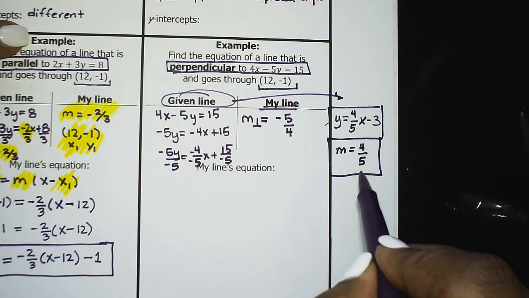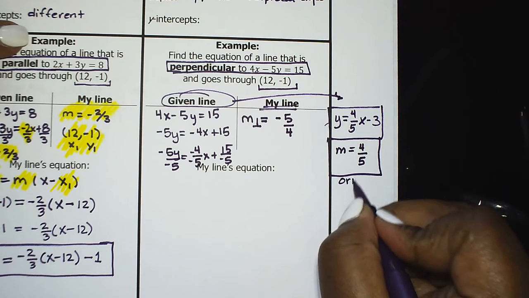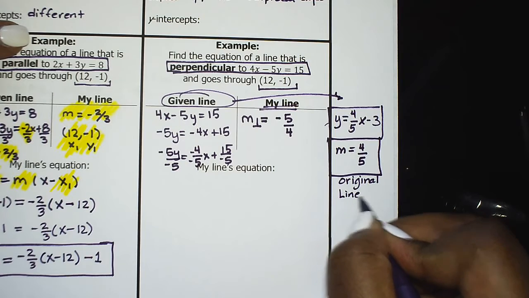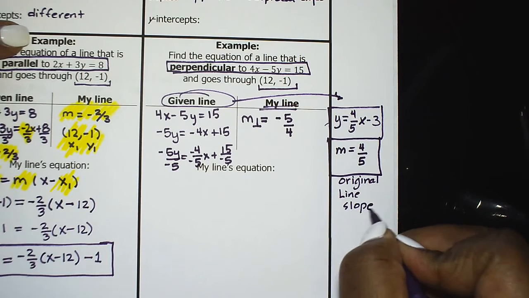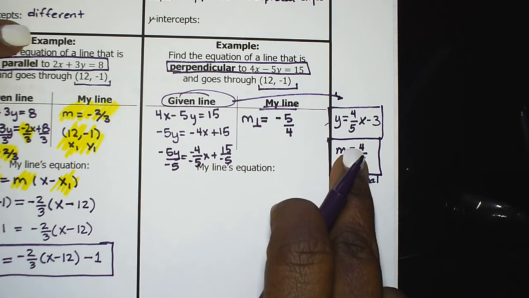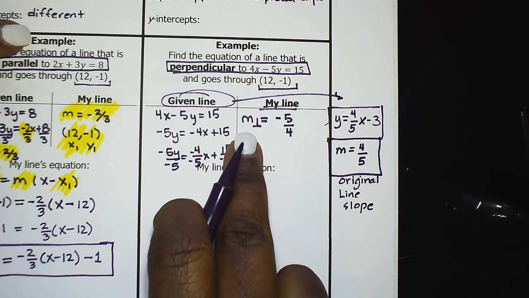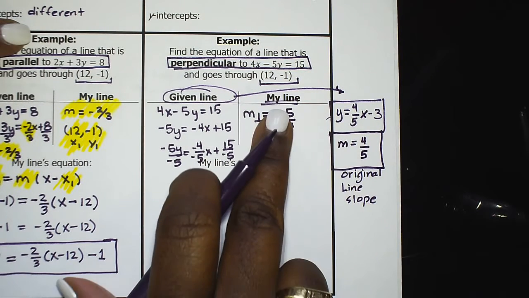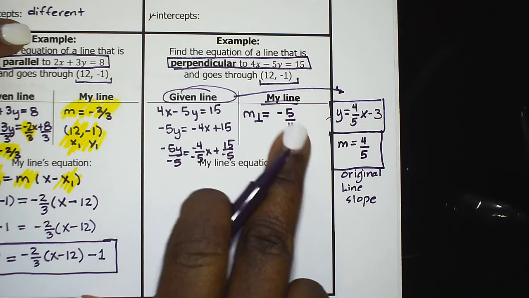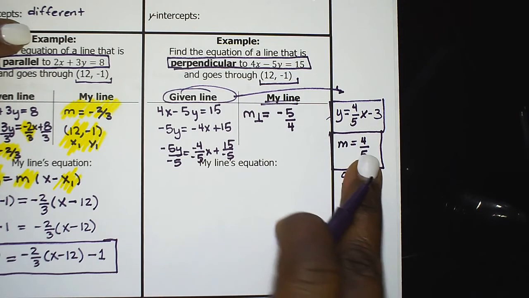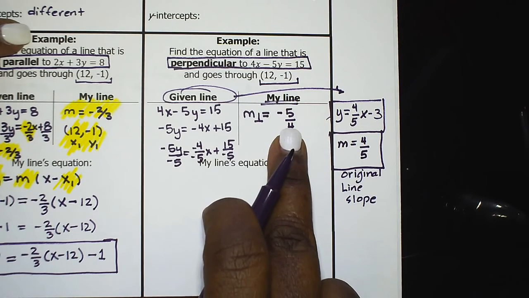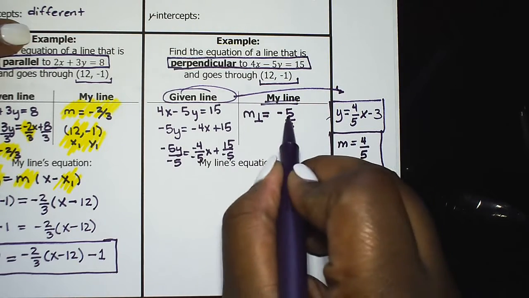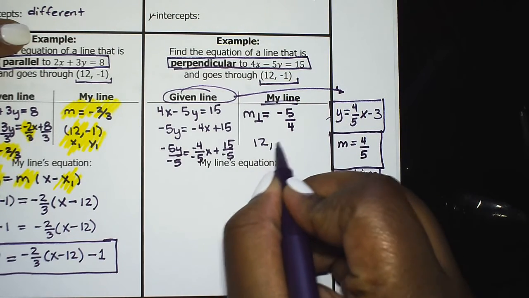Okay, so my original line from this equation has slope 4/5. The perpendicular slope has to be the opposite reciprocal. So it's going to put the 5 at the top, the 4 at the bottom, and make it opposite. So since this is positive, this is going to be negative. So my new line is going to have this slope and it's going to pass through this point.